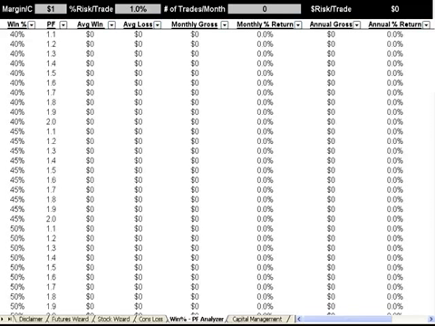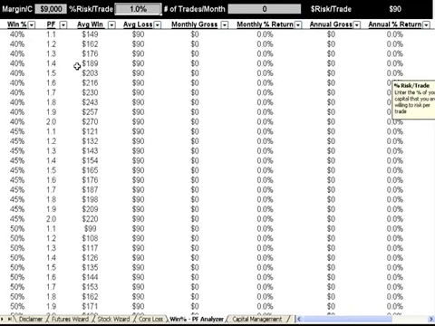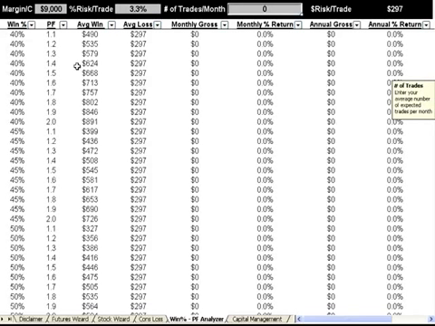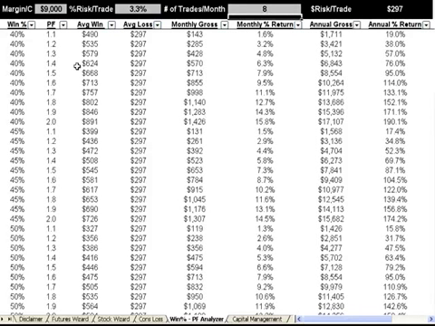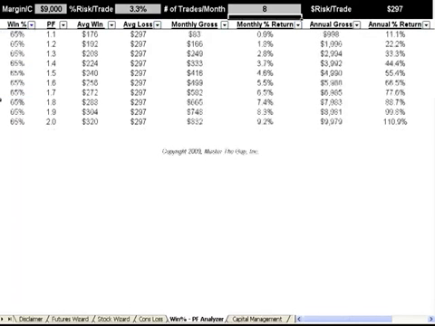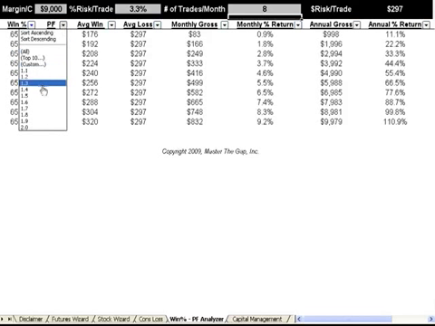The inputs required for the analyzer are margin per contract, percentage risk per trade, and number of trades per month. We will use the results from the first analysis we did using the Futures Wizard. So our margin per contract from that analysis was $9,000. Our percentage risk per trade was 3.3%, and our average number of trades per month was 8. We can then, using the drop-down filters, select the win percentage that we had used of 65% and a profit factor of 1.3.